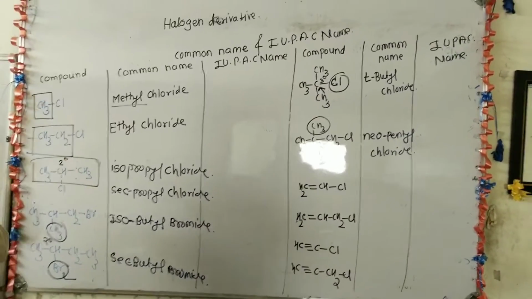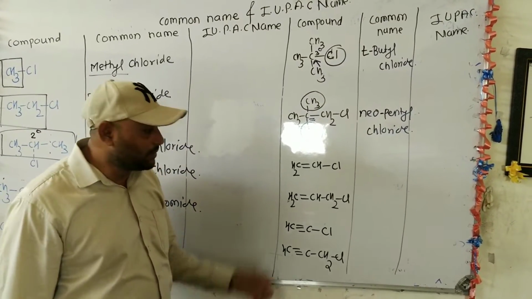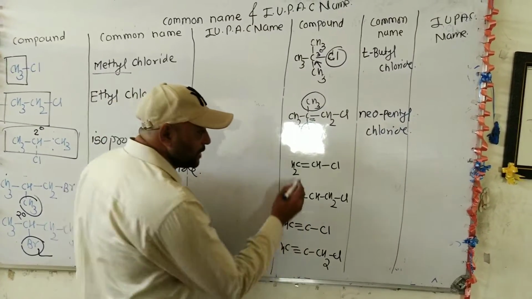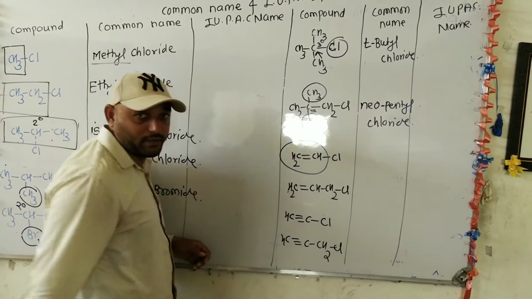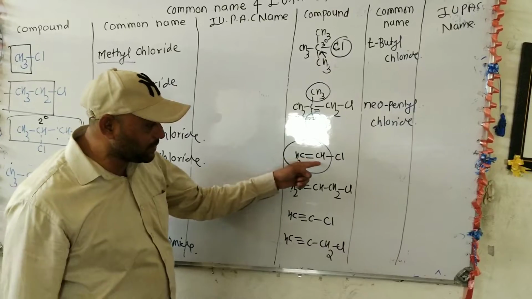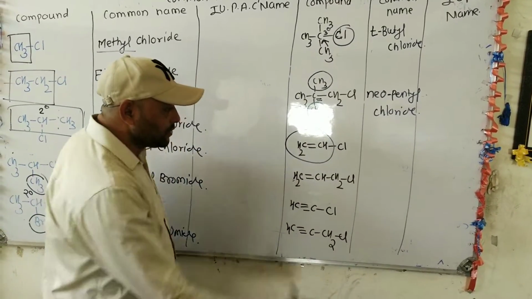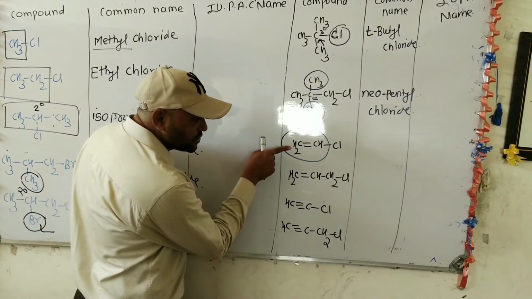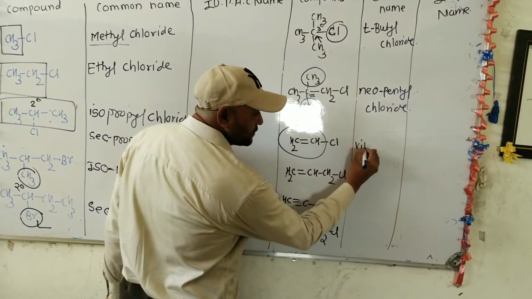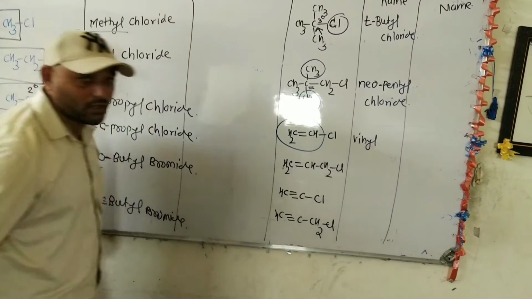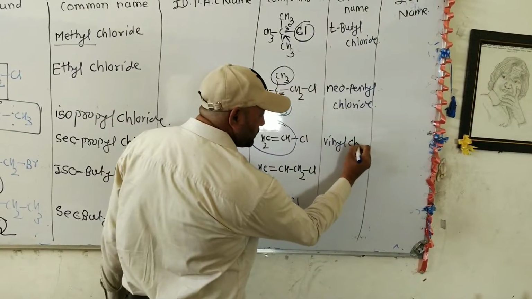Next monohalogen derivative is haloalkene. Come under the haloalkene because here the group has a carbon-carbon double bond to which halogen is directly attached. So this group CH2=CH is called vinyl, and with this, common name chloride.